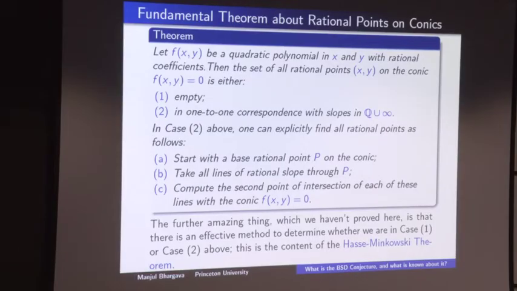The Hasse-Minkowski theorem basically says that if there's no congruence obstruction, no mod n obstruction to having a rational point, then there will be a rational point. That's what the theorem says, and there is an effective way to test whether mod n it has a solution or not for every n. And in fact, if the theorem tells you that there has to be a rational point because there are mod n solutions for every n, it actually gives you an algorithm to find that rational point.